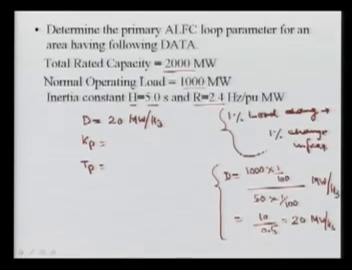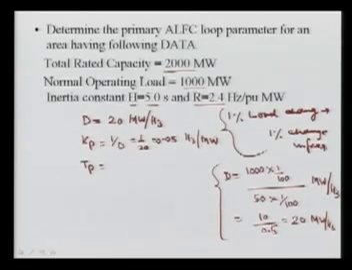Now we have to calculate the Kp, and the Kp, as I defined, is 1 over D, means here it is 1 over 20, so finally we are getting 0.05, that is hertz per megawatt. So hertz per megawatt will be your Kp.